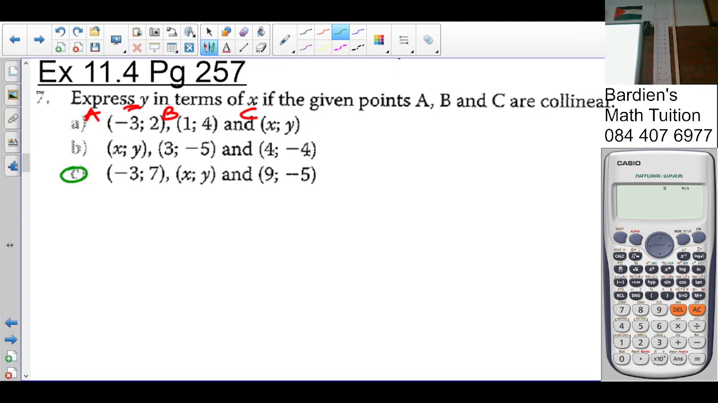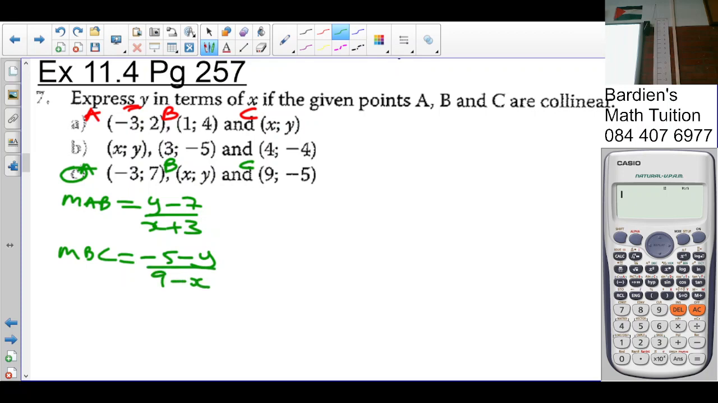C. Okay. So if these points are collinear, then the gradient of AB is equal to the gradient of BC. So AB is going to be y minus 7 over x minus 3. And the other one is going to be the gradient of BC. It would have been easier if I had gone with AC. Because I made the call already, so let's do it like that. So it's going to be minus 5 minus y over 9 minus x.